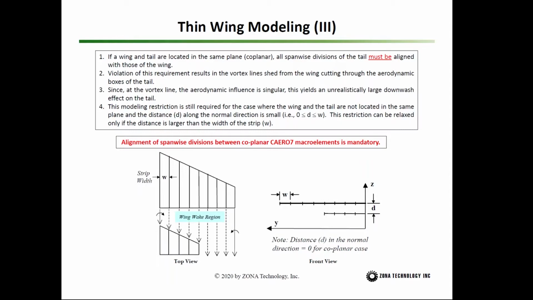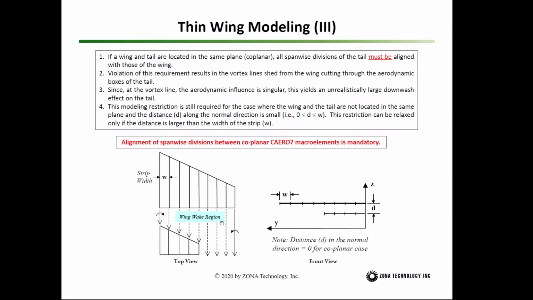Because of the line vortex shading from the inboard and outboard of the strip along each strip. So if you have a co-planar wing-tail configuration, both are modeled by CO7s, and then you have to line up the spanwise cut. If you don't line up the spanwise cut, for example, if you don't have a spanwise cut on the tail, then you have a control point located at this position. Then the line vortex from the wing will hit this control point, which creates a singular AIC matrix.